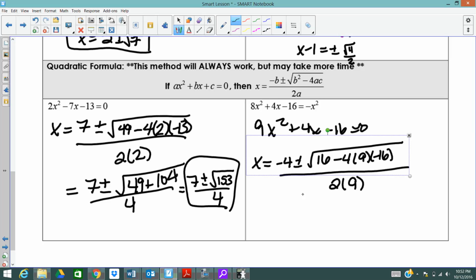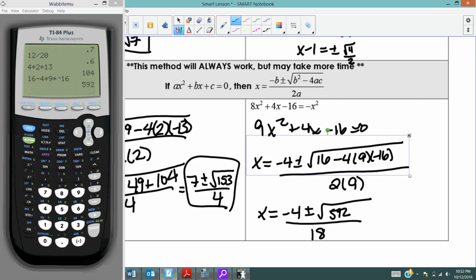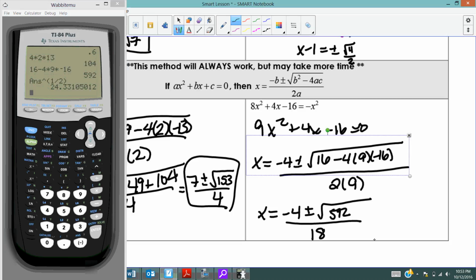So we get x equals negative 4 plus or minus the square root of, let's see, 16 minus 4 times 9 times negative 16 equals 592, all over 18. And double check that's not a perfect square. That is not a perfect square, so again, for today, we're going to leave our answers like that, 592.